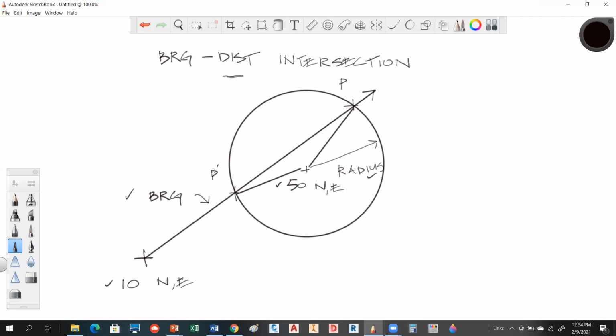Because I can get both of them. And so maybe I don't want that one. That's the one I want. Okay, so that's called a bearing distance intersection. And again, this is a process we use in surveying quite a bit.